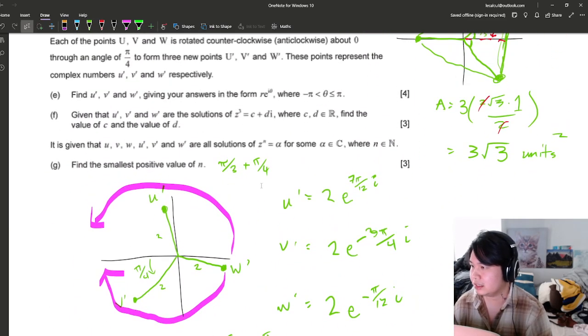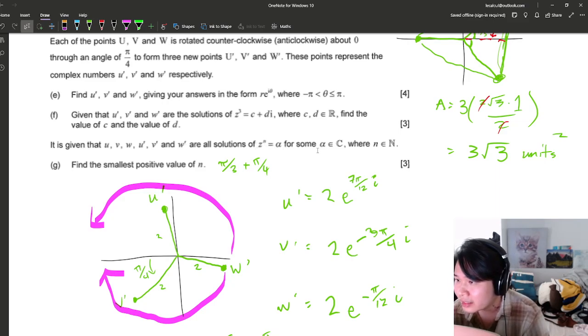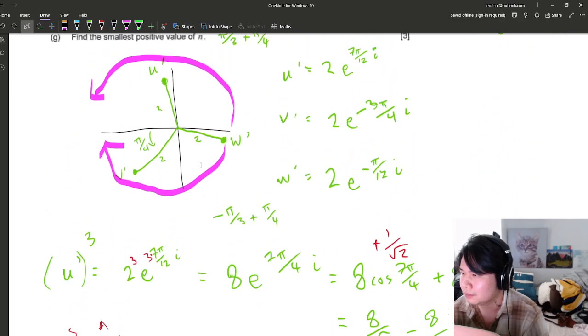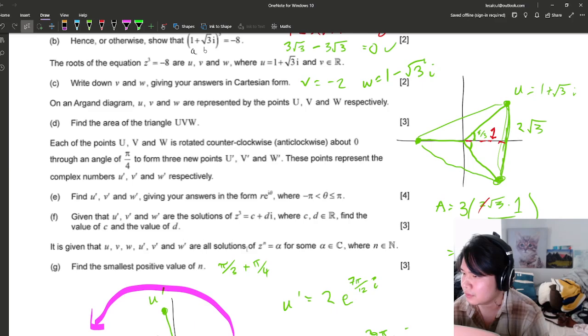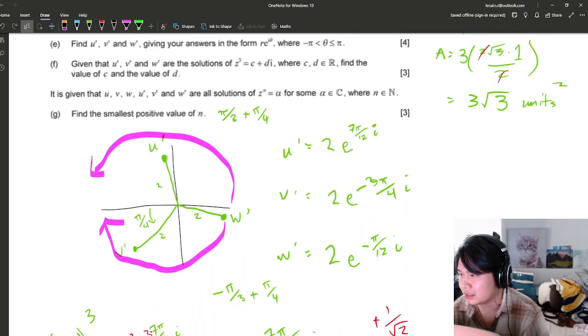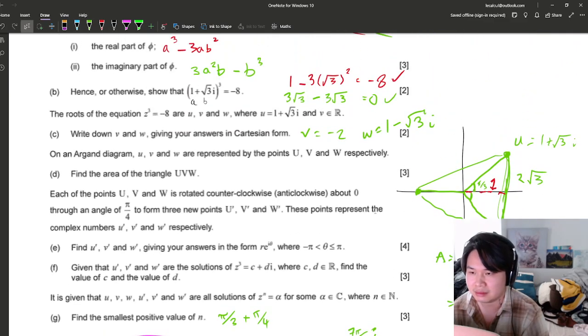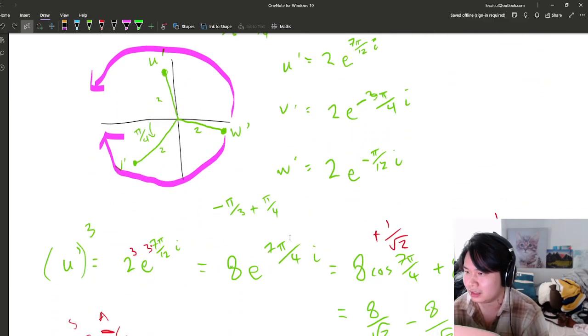Then, what is next? Given u, v, w, and their primes are all solutions of z to the power of n for some complex number, n is some natural number, find the smallest positive value of n. Okay. So they all need to be solutions? So eventually, if we keep multiplying, they'll all end up in the same spot?